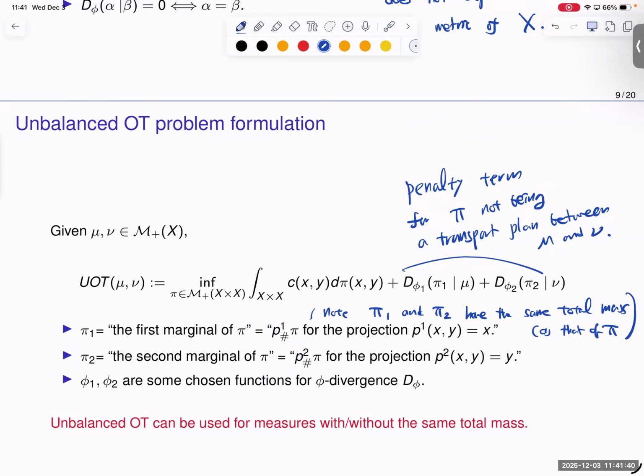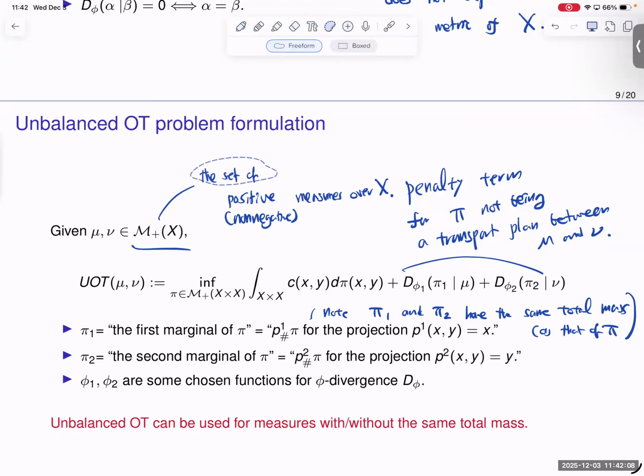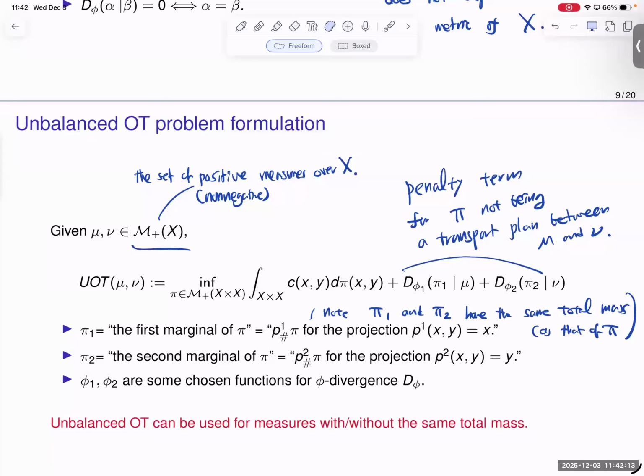Thank you. What is this M plus set? This is just the set of positive measures over X. Positive means non-negative. So in that set, there's absolutely no restriction on the total mass.